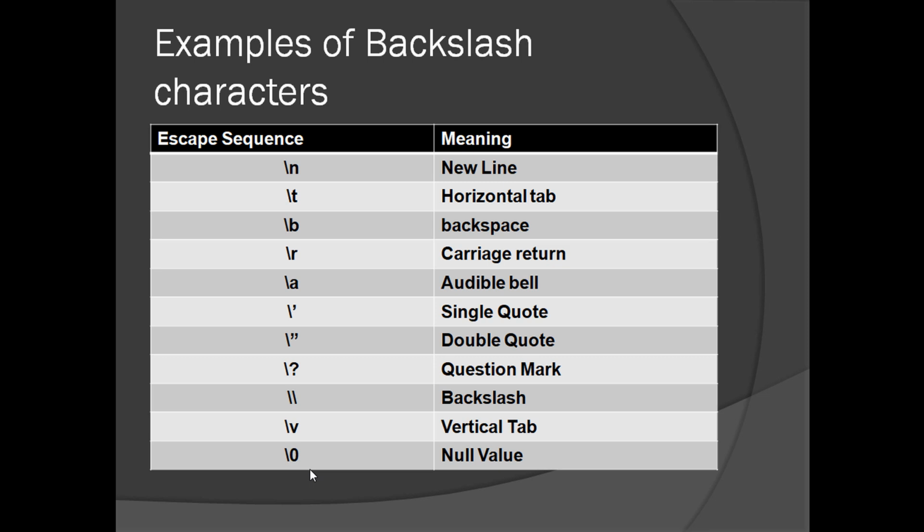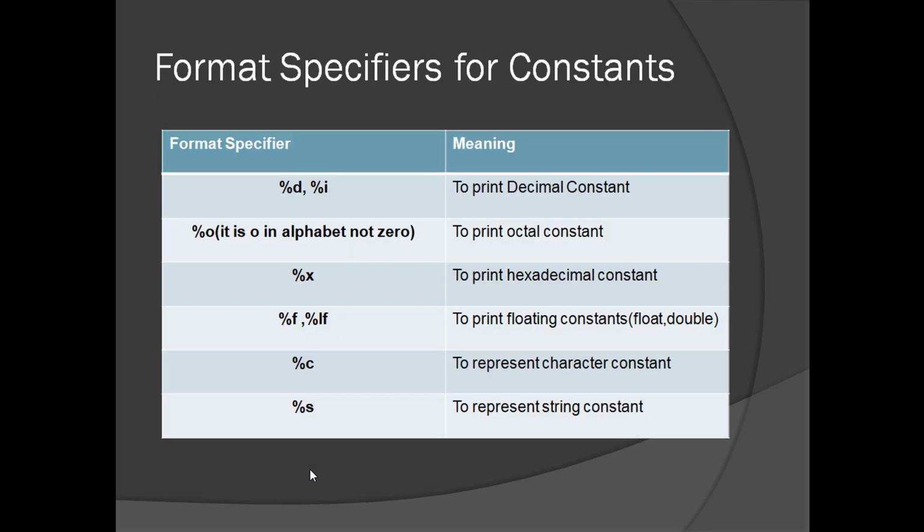These are some examples of backslash characters, and the format specifiers for these constants are: if you use %d or %i, it will print a decimal constant. If you use %o, it's an o, not a 0, it will print octal constant. %x means it will print hexadecimal constant. %f, %lf to print floating constants, that means float or double. %c means to represent character constants. %s means to represent string constants.